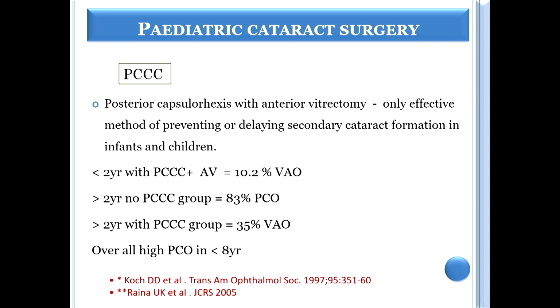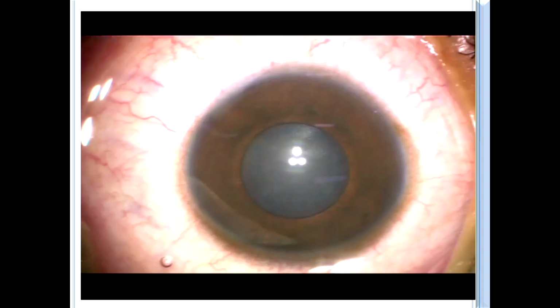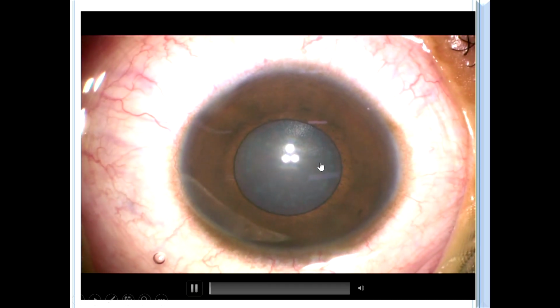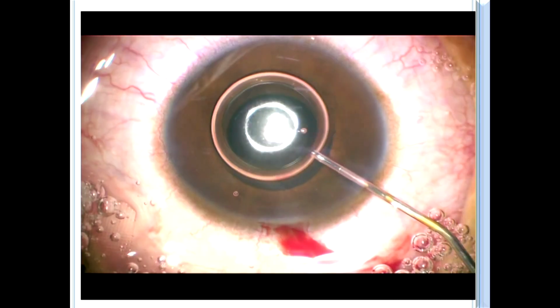So most of the pediatric surgeons now agree, it is an established fact, that we have to do a posterior capsular rhexis in all these cases. So these are some of the data: in less than 2 years with PCC, even then you can have a 10% chance of visual axis opacification. But if you don't do PCC, even in somebody more than 2 years, 2 to 8 years, 83% is the chance of PCO. If you don't do PCC, most of the cases will have PCO. So this is how we would like to do it in pediatric cataract cases.